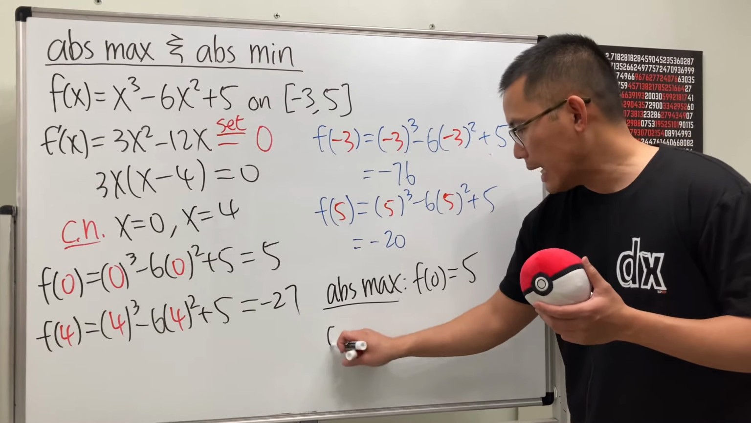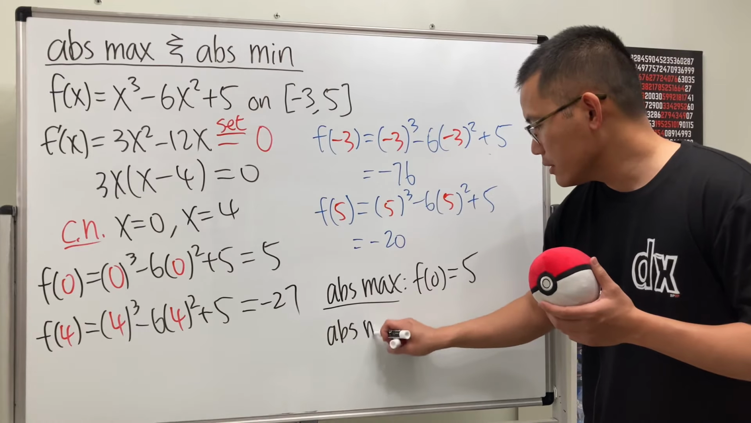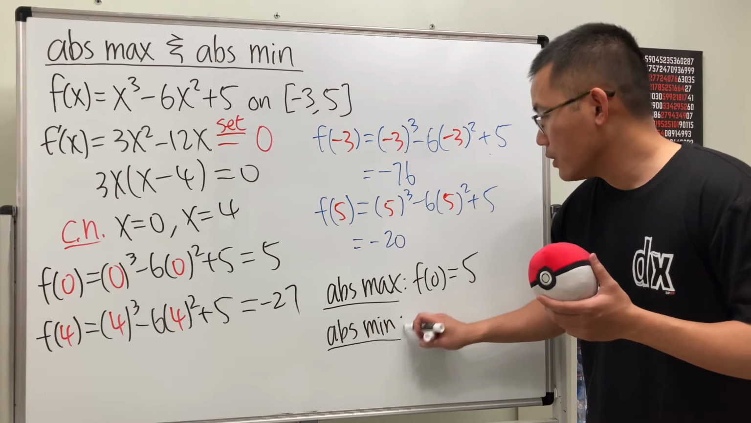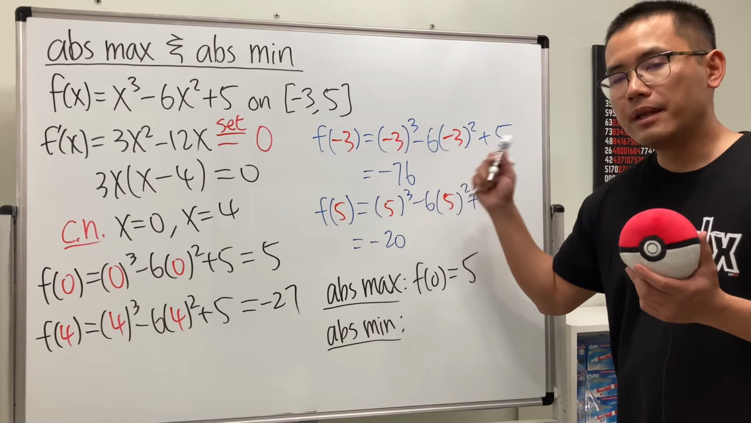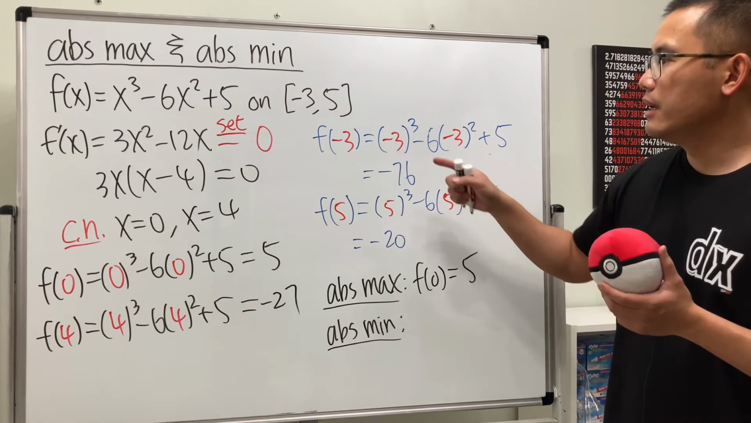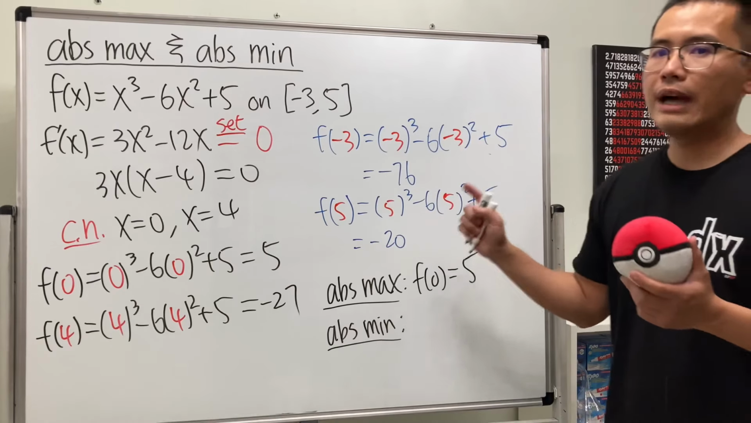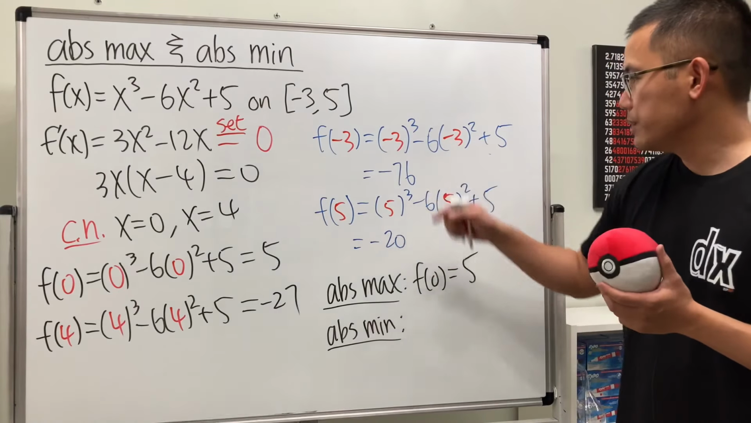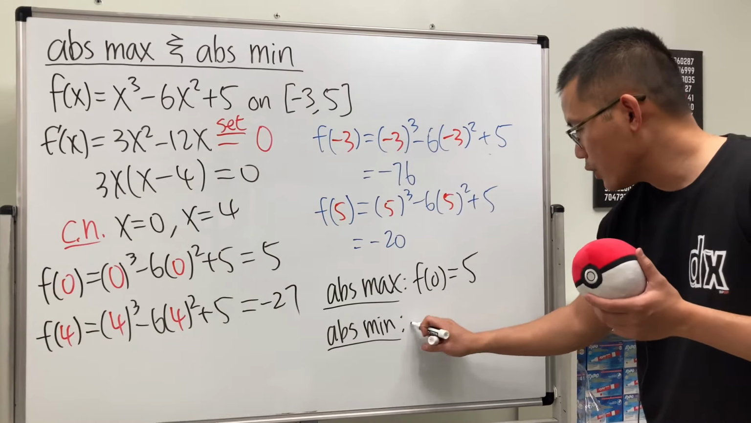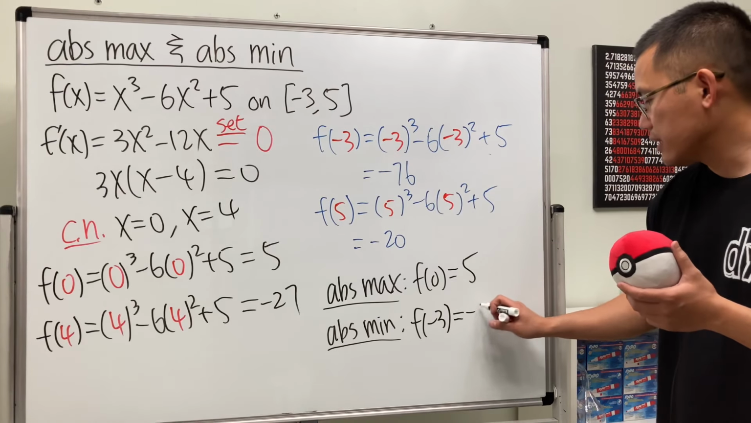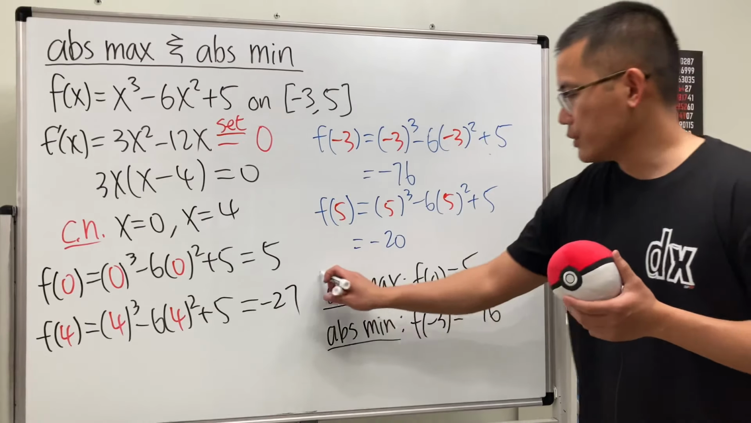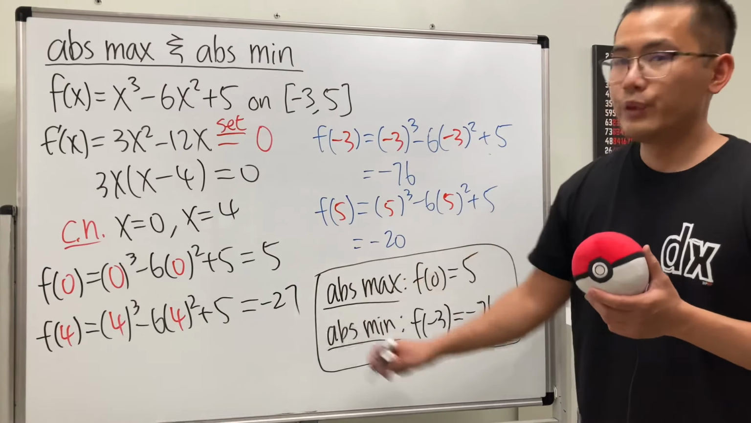And then the absolute minimum, well, the smallest is negative 76. And this time, the smallest happens at the endpoint. So that's why we have to check the endpoints, right? So that would be negative 76, and that happens when x is negative 3. So f of negative 3 is equal to negative 76. So with all that, we are done.